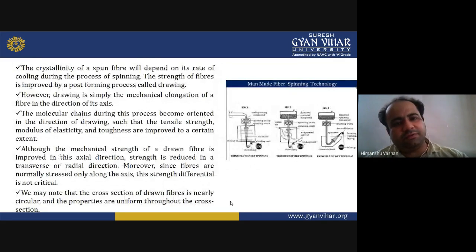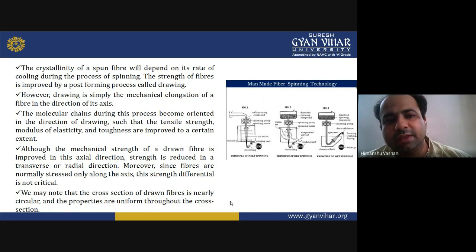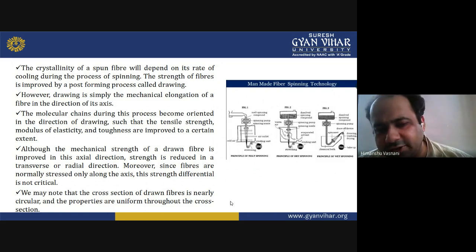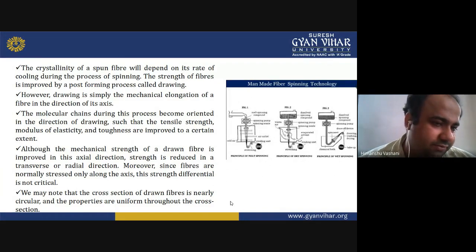The crystallinity of a spun fiber will depend on its rate of cooling during the process of spinning, and the strength of fibers is improved by a post-forming process called drawing. Drawing is simply the mechanical elongation of a fiber in the direction of its axis. The molecular chains become oriented in the direction of drawing, so the tensile strength, modulus of elasticity, and toughness are improved to a certain extent.